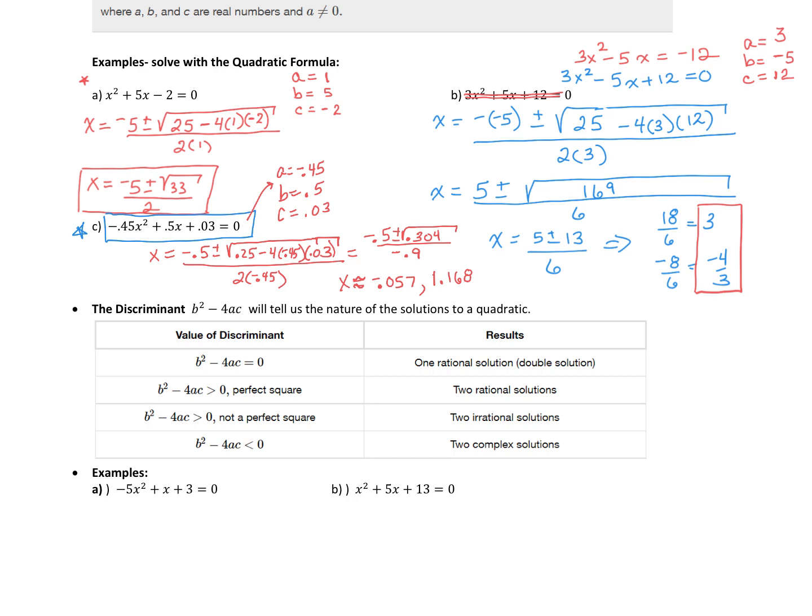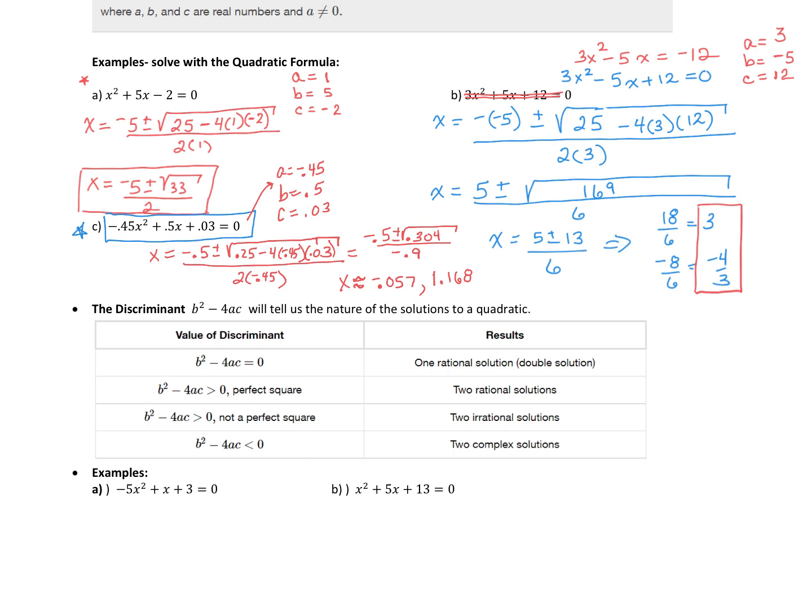So I've identified my A, B, and C, making sure I have the correct signs. And I wrote down my formula, and then I started to simplify. This particular one, because we're working with decimals, I actually found decimal approximations, which I rounded to 3 decimal places. So hopefully you got that one correct.